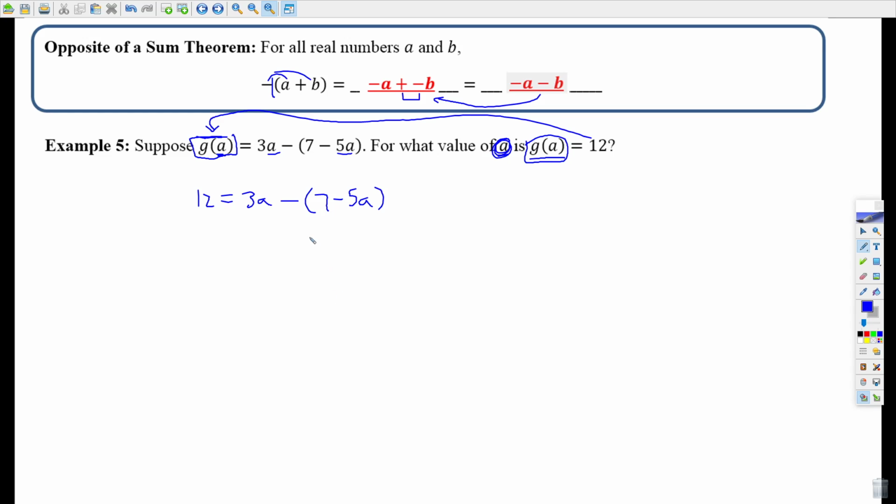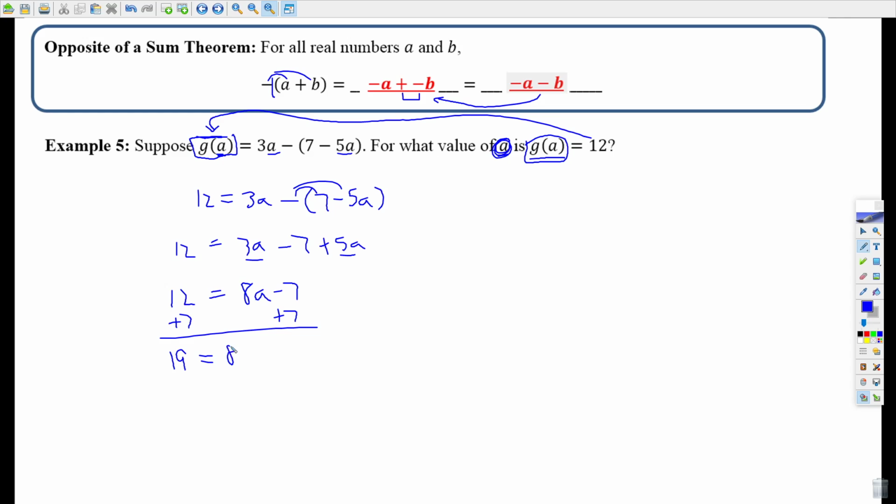So we're going to work on the right-hand side by distributing the negative. A negative times a positive here gives -7, and a negative times a negative is a plus 5a. Hopefully you can finish this off from here. 3a and 5a together make 8a minus 7. And then we're going to add 7 to both sides. That's going to be a really ugly answer.